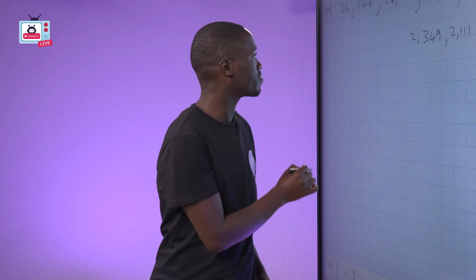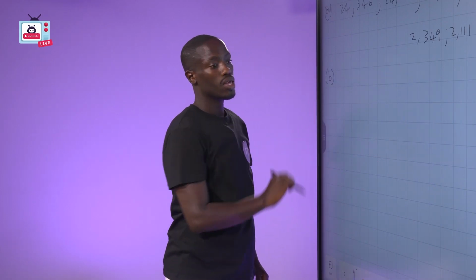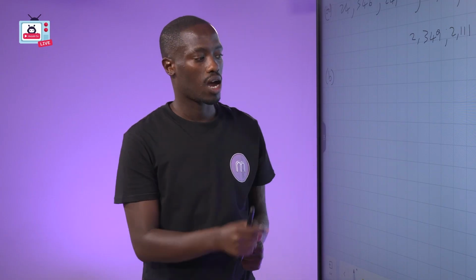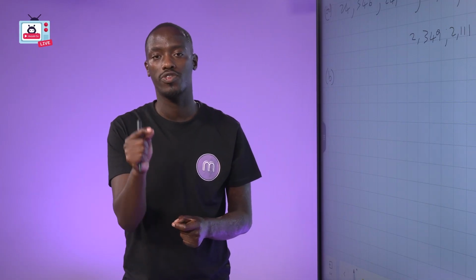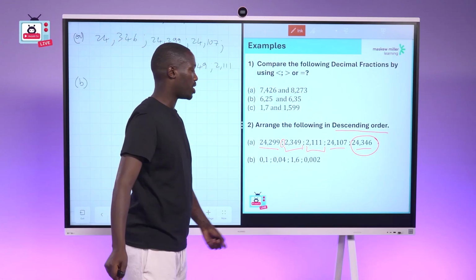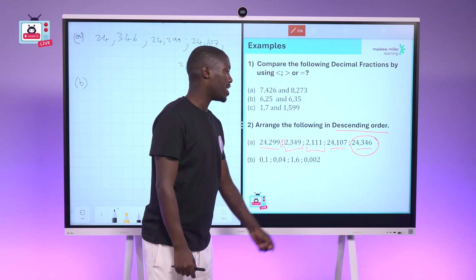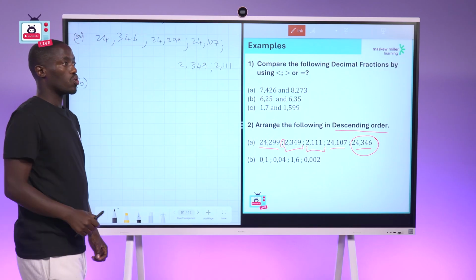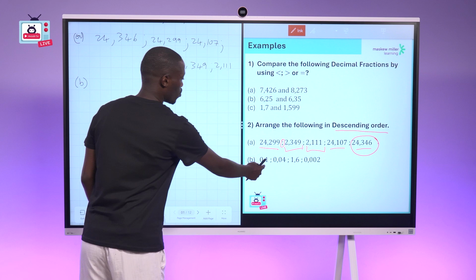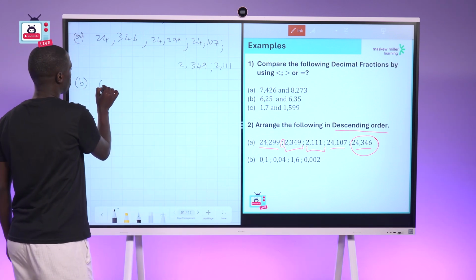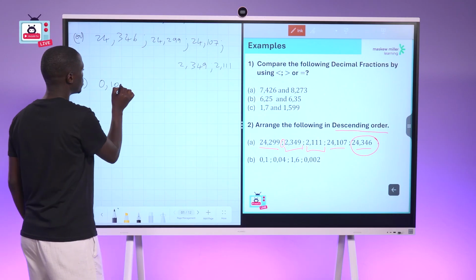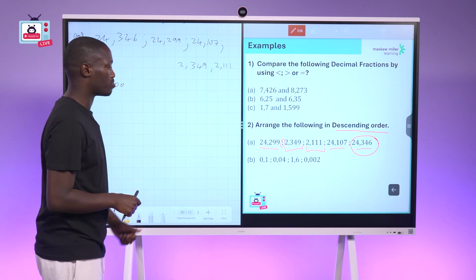Now let's go to B. B is saying, let's compare these numbers. The first thing you check, are we having the same number of decimal places? Here we have 1 decimal place, 2 decimal places, 1, and 3 decimal places. So the one with the least number of decimal places is 1. So that means we will add 0.1. From that one, we will add 2 zeros because we want it to have 3 decimal places.